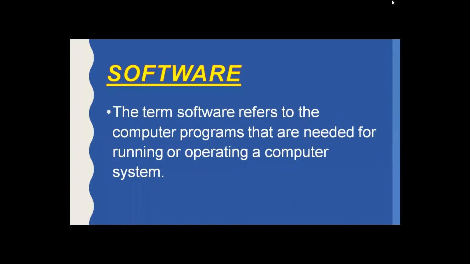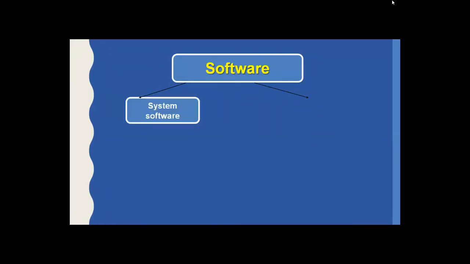Or we can say that without any software, we cannot operate our computer properly, or we cannot operate it if there is not any software in our computer. So software is very important for operating or running a computer system. Okay, software is classified into two types. The first one is system software and the second one is application software.